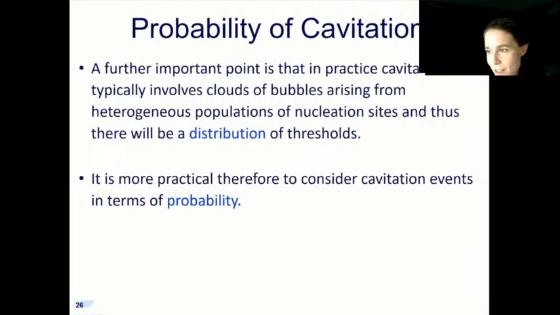The other point is that so far we've only been talking about single bubbles, whereas in practice we are normally talking about a cloud of bubbles, either produced as a result of bubbles forming from nucleation sites pre-existing in the medium, or where we've deliberately injected nuclei. And so as a result, because we will have a range of different bubble sizes, and we will also have a distribution of pressure depending on where we are in the medium, there will also be a distribution of thresholds, and not every bubble will do the same thing at the same time. So it's more practical to consider cavitation events in terms of the probability of their occurring.